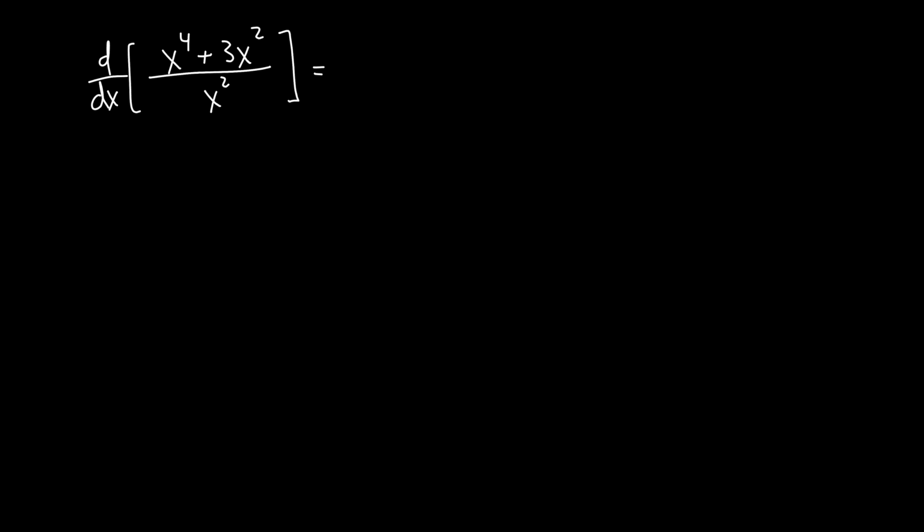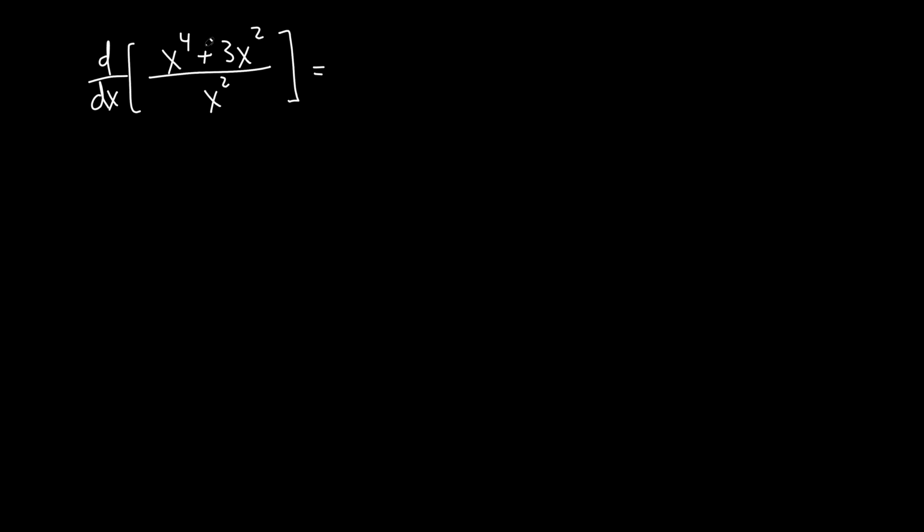In this problem, we're being asked to take the derivative of the quotient (x to the power of 4 plus 3x squared) all over x squared. Now, we do actually have a derivative rule to handle quotients. That's the quotient rule. We haven't looked at that yet, but what we're going to go ahead and do instead is try and rewrite this so that we could actually apply the power rule, the rule that we do know. So how are we going to rewrite this so we can apply the power rule?